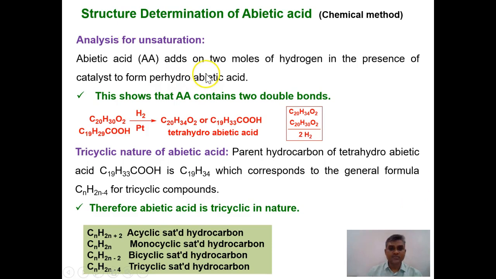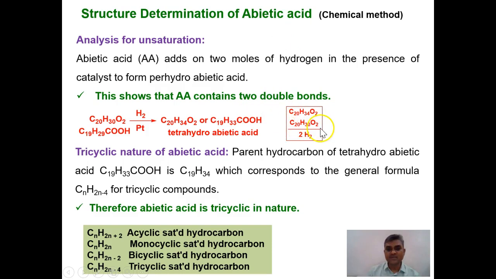Now let us switch over to the analysis of unsaturation. We have to prove how many double bonds it contains. For that, abietic acid is subjected to hydrogenation. On hydrogenation, abietic acid forms tetrahydroabietic acid, and its molecular formula can be written as C20H34O2. If we subtract the molecular formula of abietic acid from tetrahydroabietic acid, we find that abietic acid has consumed 2 molecules of hydrogen. Since it has consumed 2 molecules of hydrogen, abietic acid contains 2 double bonds. In this way, we have accounted for 2 degrees of unsaturation in abietic acid.